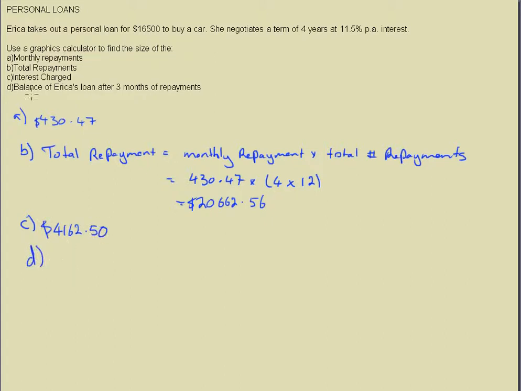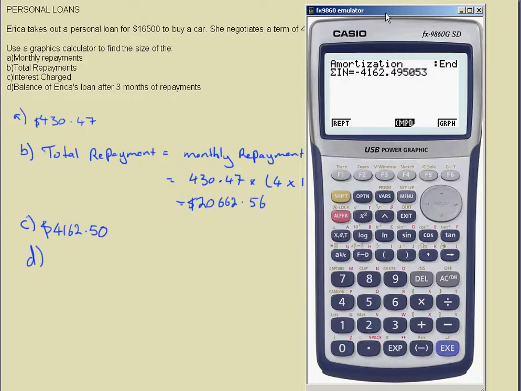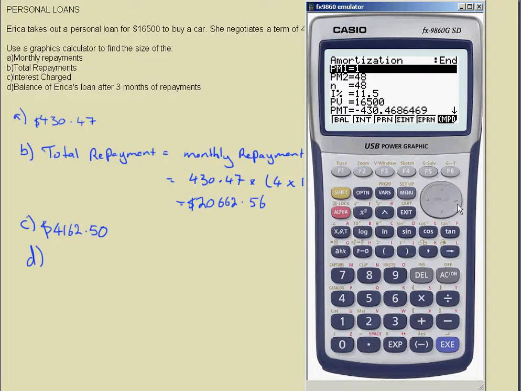Finally, the balance of Erica's loan after 3 months of repayments. So there's a function here in the calculator that allows us to see that. Notice how we filled in first to 48, so that's the entire period. What if we just went for the first to the third month? So now we're only interested in that. And we have balance here, which will give us that amount.